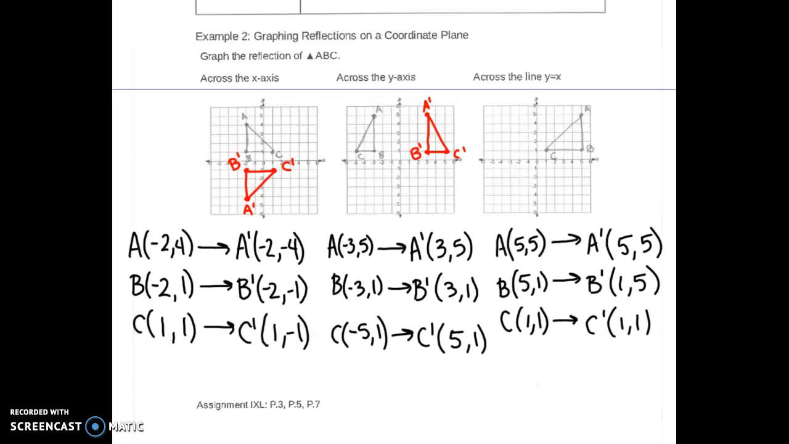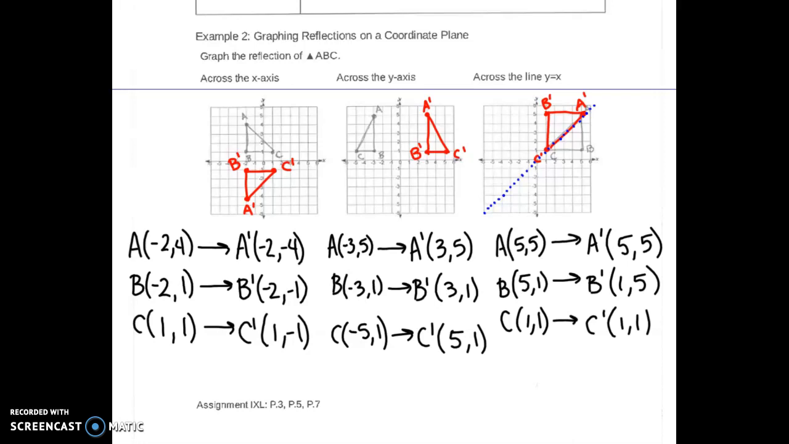So let's graph these. 5, 5, and we're calling this A prime. 1, 5, we're calling this B prime. And then 1, 1 is C prime. So what that line, y is equal to x, looks like, that line right there. So if I were to fold the paper along that line, those triangles would lay on top of each other. And that's really what a reflection is.